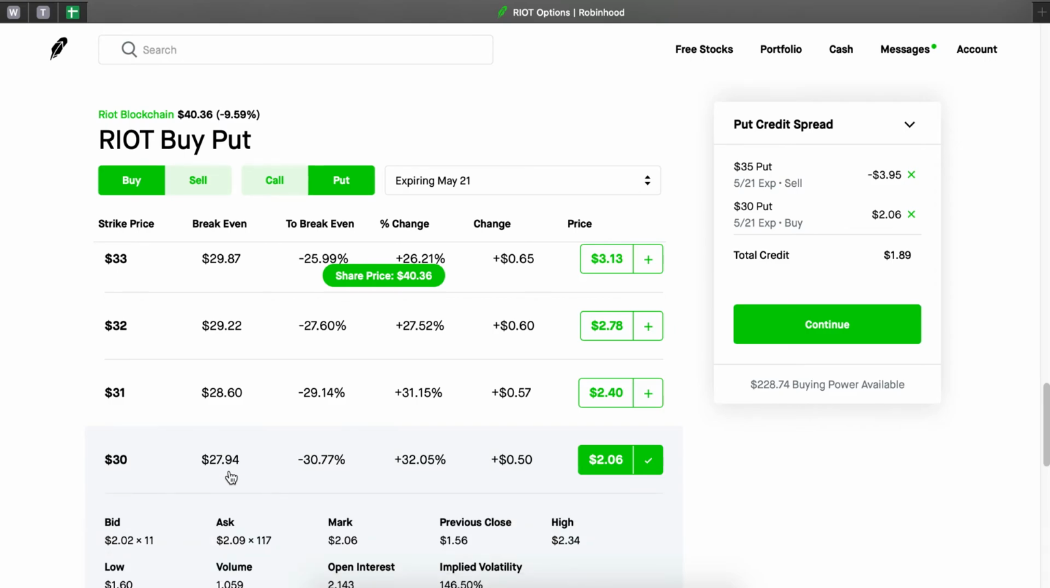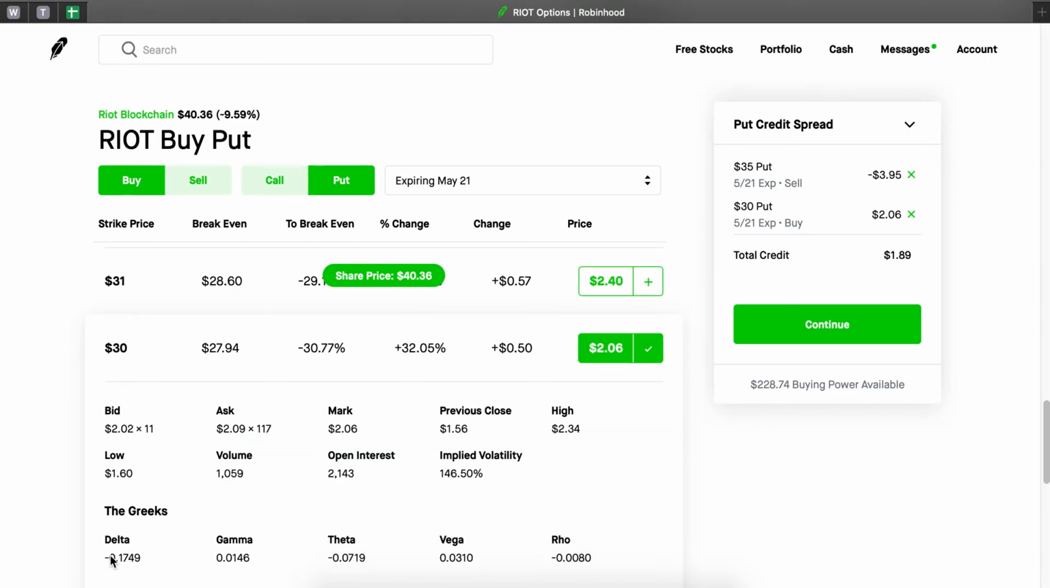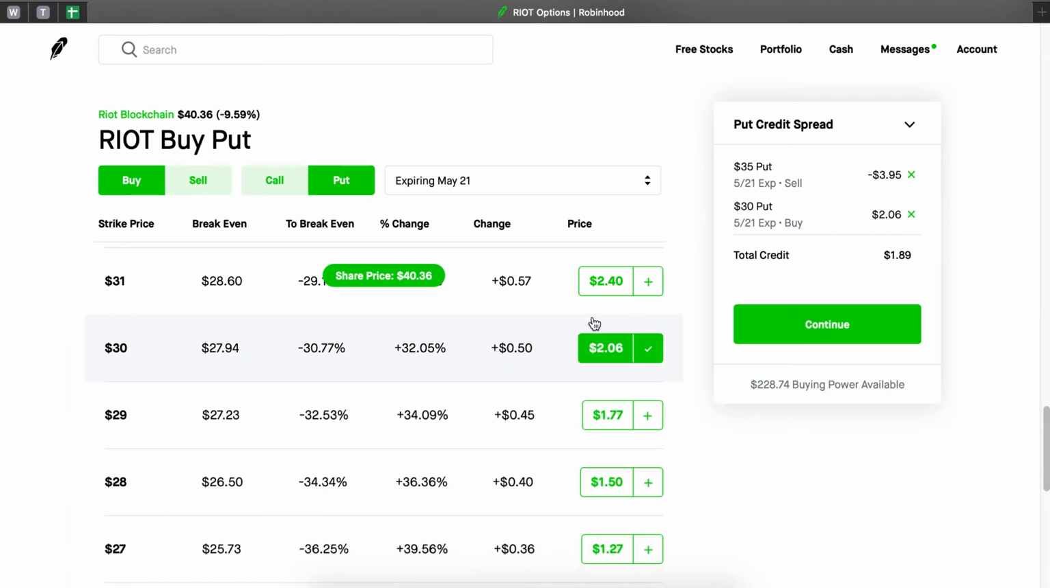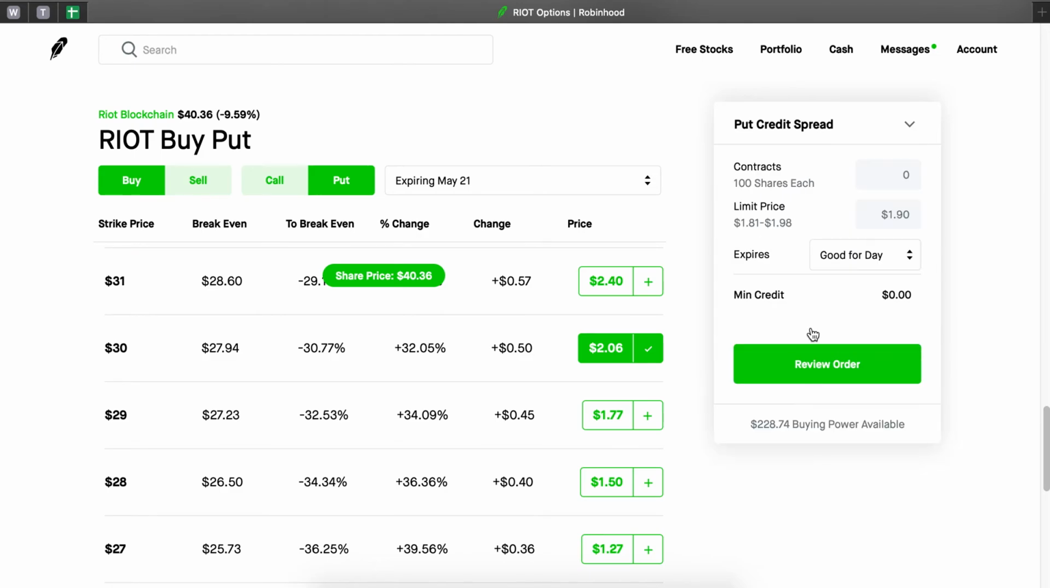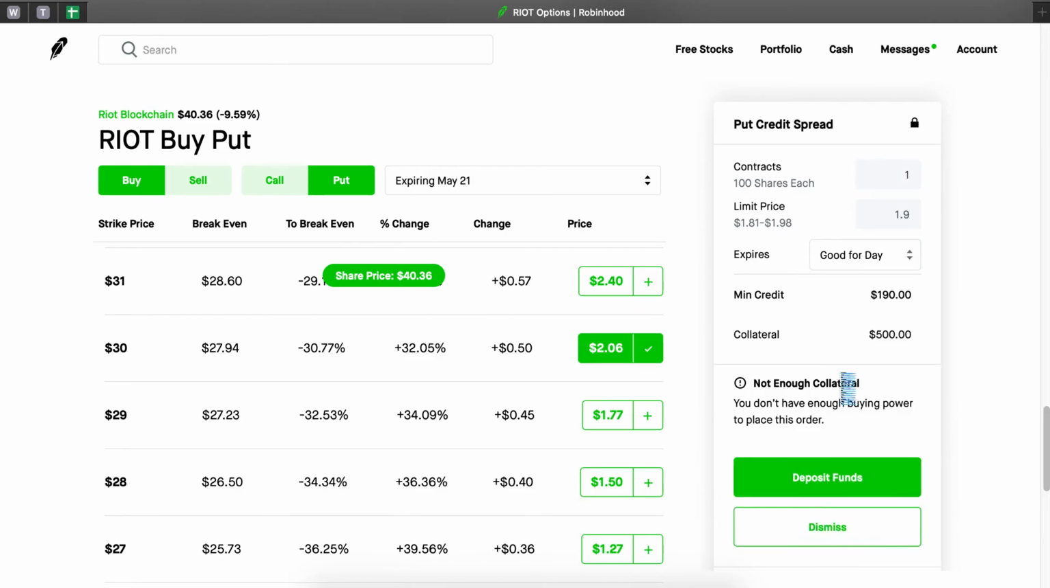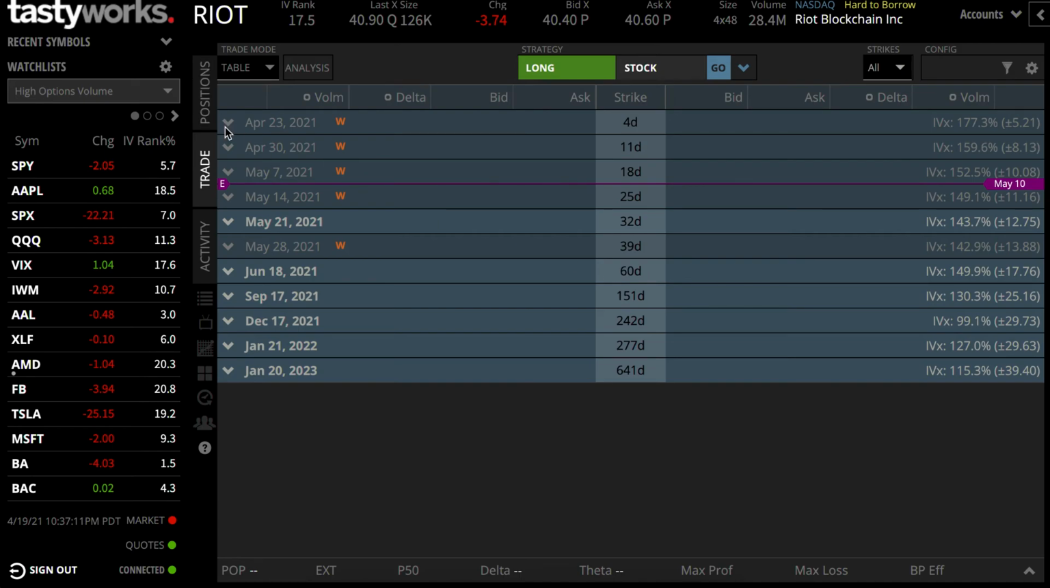So I bought the 30. This one's at like the 17 delta, but I bought that at $2.06, and you're going to see now I took in a credit of $3.95 for the 35 put. I'm actually paying or buying the 30 put, so the net difference between those two becomes $1.89, and that would actually be a credit I'd take on if I continued this trade here. So if I went here, one, boom, $1.90, and it would say I don't have enough collateral, but it would basically set me up here, and the collateral is the spread width, so that's a 5-point wide, and that would be what you need for collateral in this trade. So I'll set this up in Tastyworks as well.